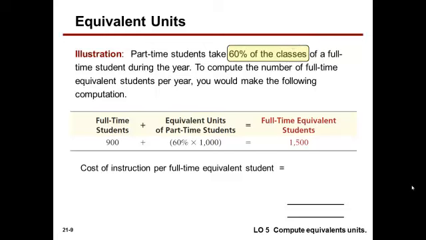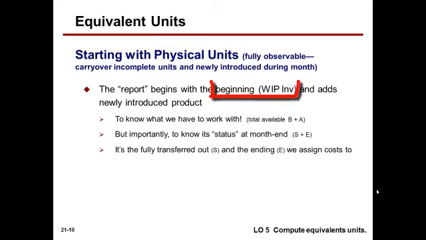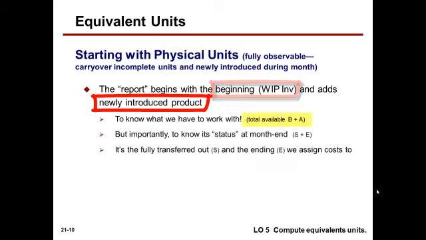We will see in our production cost report that we're always starting with physical units, that which is fully observable, that which is incomplete from the previous month, and newly introduced units during the month. So the report begins with beginning work in process and adds newly introduced product. Why? So we know what we have to work with. Total B plus A, beginning plus additions during the month.